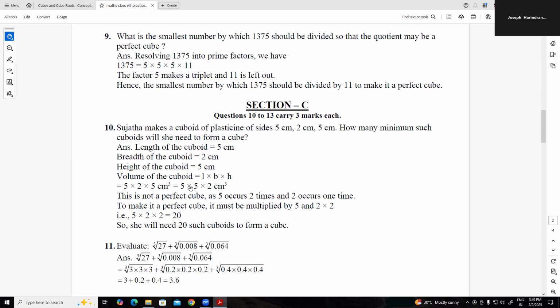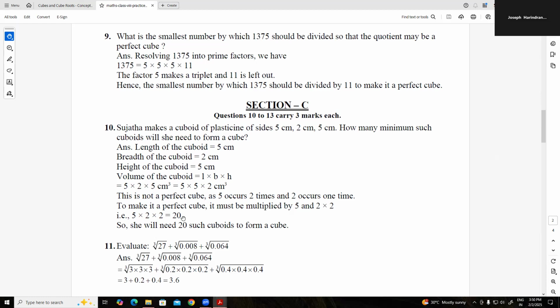So that is the number of cuboids. The number of cuboids has to be 20, because when you multiply the volume of this cuboid by 20, you get the volume of a perfect cube. That's why it's to make a solid cube. This is an easier way to evaluate, but there's another way where you can work it out step by step.